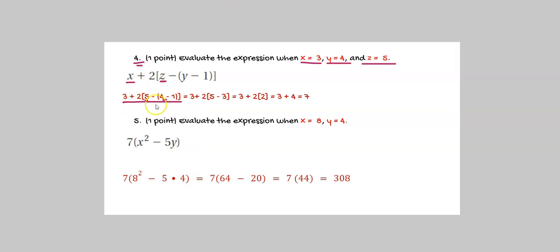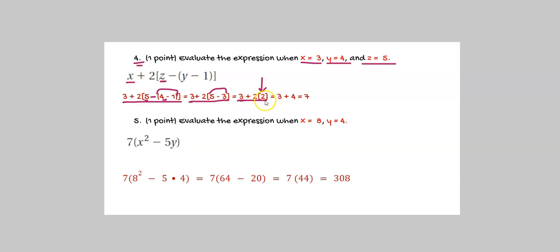Now we have to evaluate this expression, and we're going to start from these parentheses first. So we're going to rewrite everything else. 3 plus 2 multiplies 5 minus, and then we're going to evaluate 4 minus 1, which is 3. Now we have this expression here, and the first thing we're going to evaluate next is the parentheses, right? So we have 3 plus 2 multiplies 5 minus 3 equals 2. So now we replace the parentheses with value 2.